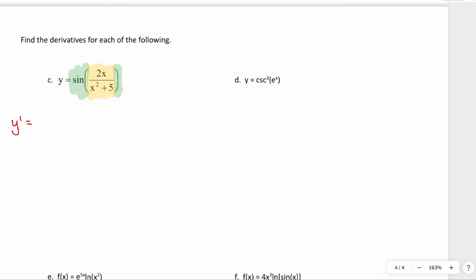So y prime is equal to the derivative of sine, which is cosine, of that quotient, times what we get when we differentiate this using the quotient rule. So the derivative of the top is 2. The derivative of the bottom is, oh no, you don't derive the bottom. I'm going to differentiate just the top on that first term. So x squared plus 5 minus 2x times, well, 2x again, all over x squared plus 5 quantity squared.